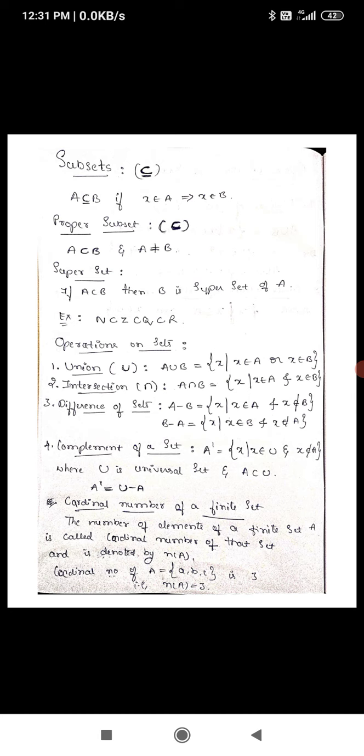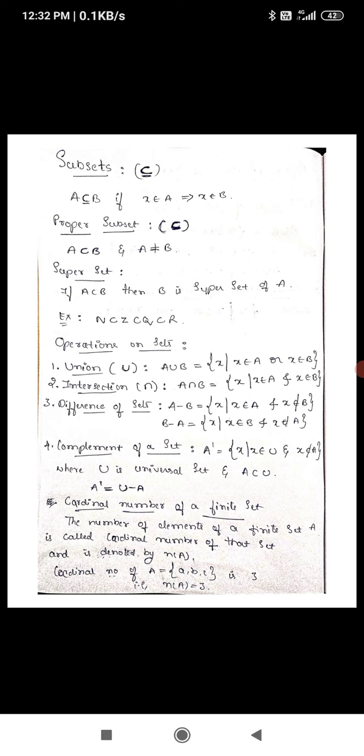Next one is the cardinal number of a finite set. We give the cardinal number only for a finite set. That you should remember. The number of elements of a finite set A is called the cardinal number of that set, and it is denoted by n of A. Here there is an example. If A is equal to {a, b, c}, since this set has 3 elements, the cardinal number of A, that is n of A, is 3.